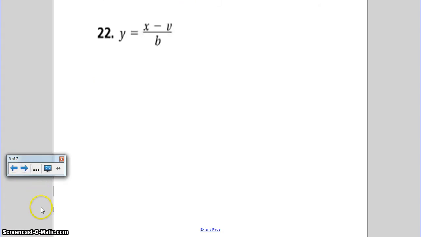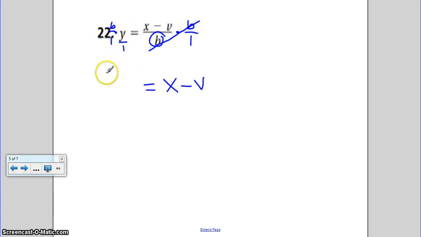Let's try another one. Okay, y equals x minus v over b. Step 1, get rid of the denominator. So I'm going to multiply this whole side by b over 1. I'm going to do the same on this side, times b over 1. Diagonally, these cancel, and I'm left with x minus v equals, and this side is b times y, or this would be y over 1, so it's going to be yb, or by, I guess it should be by since it's alphabetical.